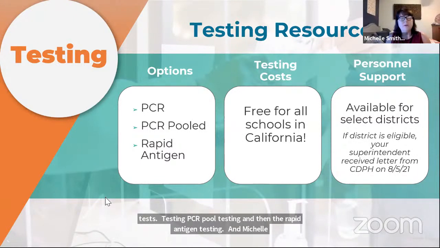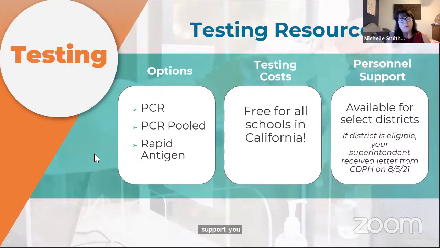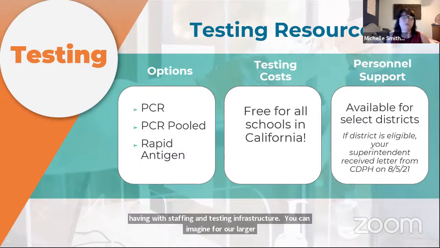I think we have two. So this last column, personnel support, I think you could draw a big circle around that and talk about staffing and the challenges that schools are having with staffing a testing infrastructure. You can imagine for our larger districts in particular, the idea of being able to roll out weekly testing for a district with 10, 20, 30,000 students is a significant lift. It requires a significant amount of staff.